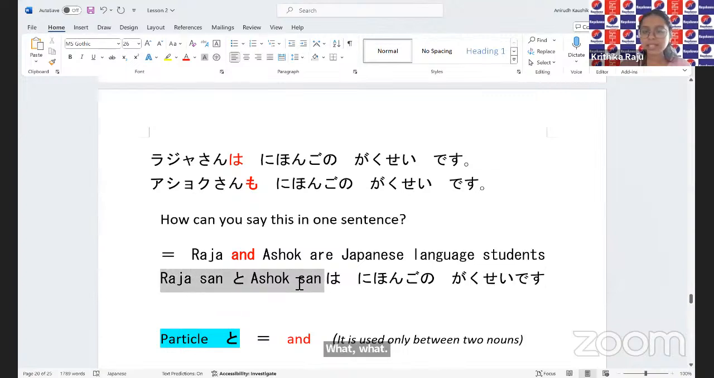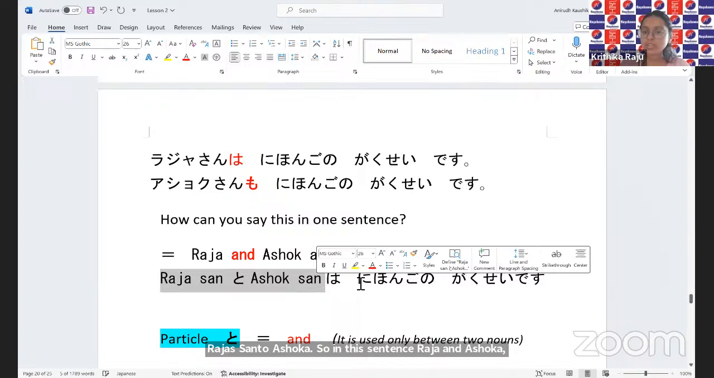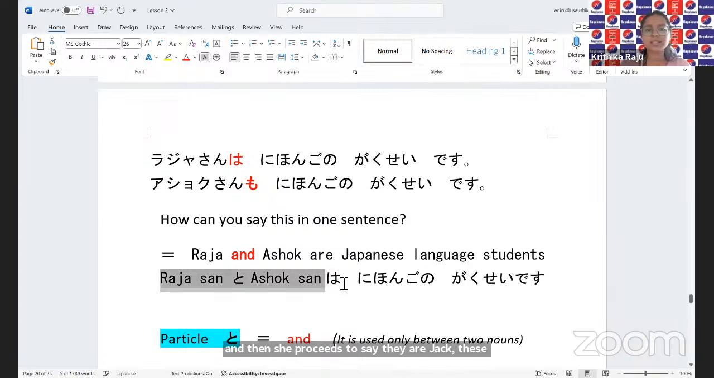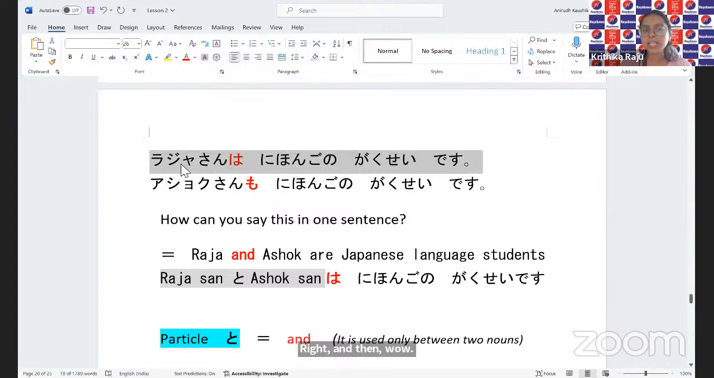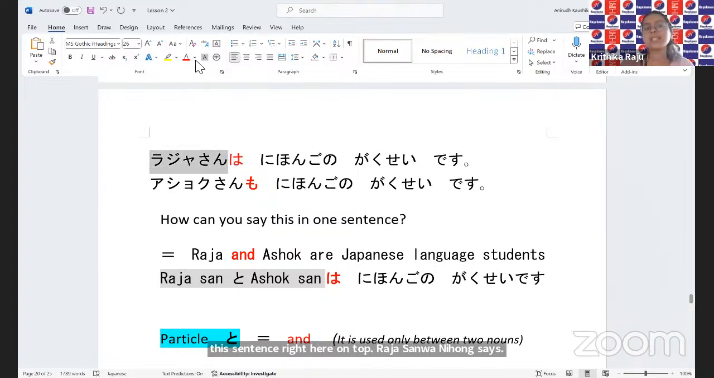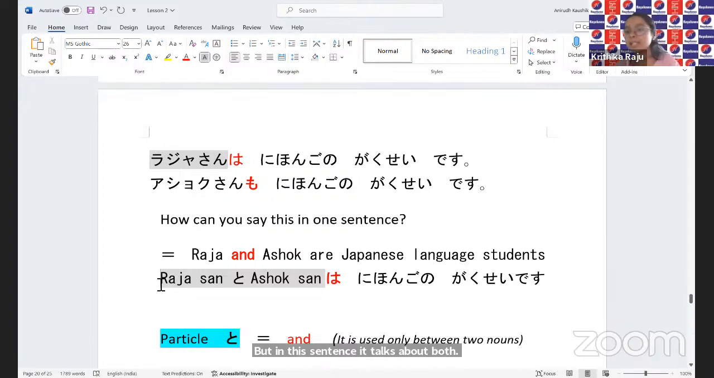So in this sentence, Raja and Ashok are the topic. Tanaka sensei is talking about both Raja and Ashok, and then she proceeds to say they are Japanese language students. So they are both the topic of the sentence. In the sentence on top, Raja-san wa Nihongo no gakusei desu, she only talks about Raja-san and that he is a Japanese language student, so after Raja-san you have the topic marker. But in this sentence, she talks about both Raja-san and Ashok-san being Japanese language students, so after Raja-san to Ashok-san, you have the topic marker wa.